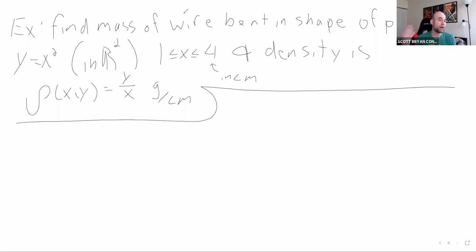Okay, so we have our curve C. We need to parameterize it. We're not given a parameterization, and we're given the density. We need to find the total mass. So the first thing we need to do is parameterize our curve C.